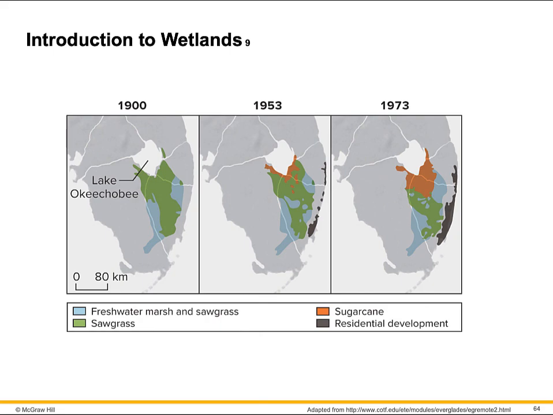This shows the land use patterns in southern Florida from 1900 to the 1970s. The original wetlands, which were marsh and sawgrass, were replaced with agriculture dominated by sugarcane. Southern Florida drainage basin. Water flows down a slope of 3 to 6 centimeters per kilometer.